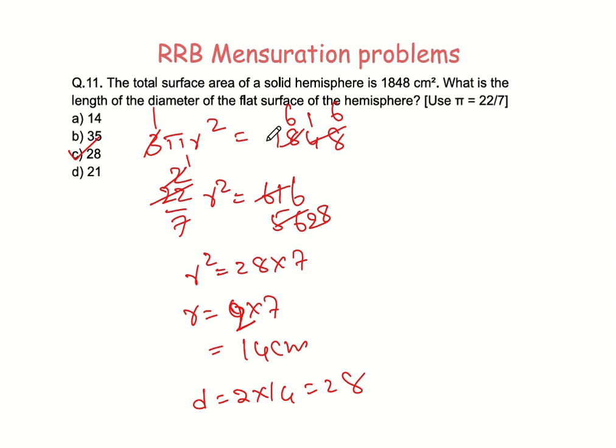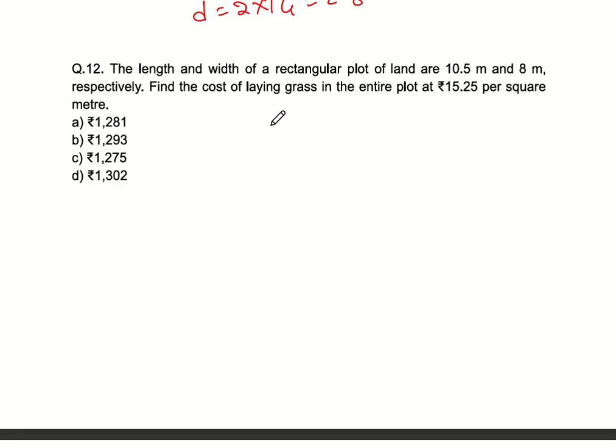C is our answer. Next, the 12th question. The length and width of a rectangular flat of land are 10.5 meters and 8 meters respectively. Find the cost of laying grass on the entire plot at 15.25 per square meter. We need to find the cost, and before that, find the area of the rectangular flat. So area equals 10.5 into 8. Multiplying, we get 84 meters square.